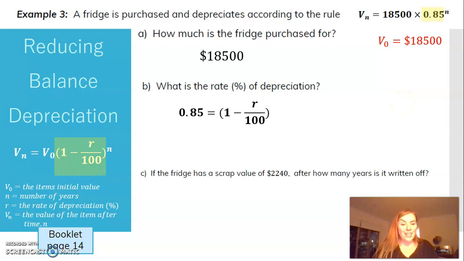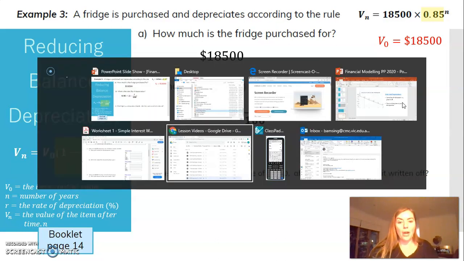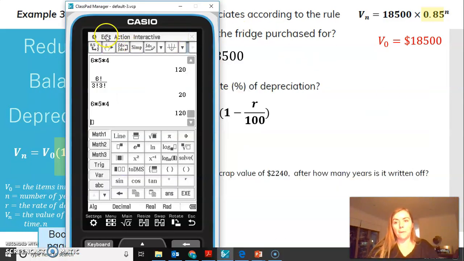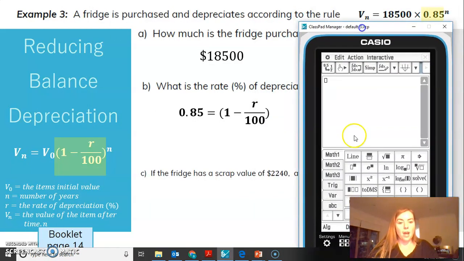Then I'll be entering that into solve. I know I keep saying enter it into solve. You should all know how to do that by now, but if not, how about I go and do it with you? I'll just show you one more time how to do this. We're on Math 1. I'll click solve. 0.85 equals 1 take away fraction x on 100, comma x, telling me to solve for x.